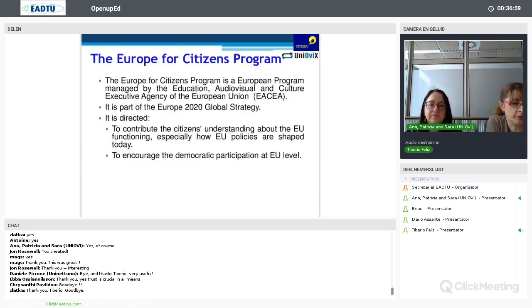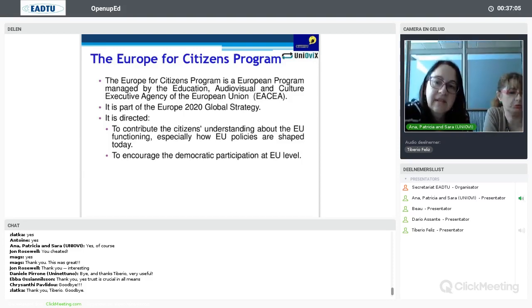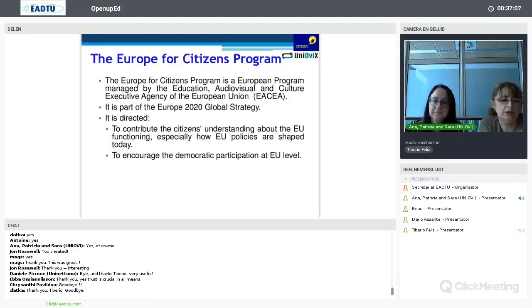The Europe for Citizens program is a European program managed by the executive agency in the field of education, audiovisual and culture. It has been promoted by the European Commission and is part of the Europe 2020 Global Strategy. It is directed to contribute to citizens' understanding of the European Union and to encourage democratic participation at the European level.